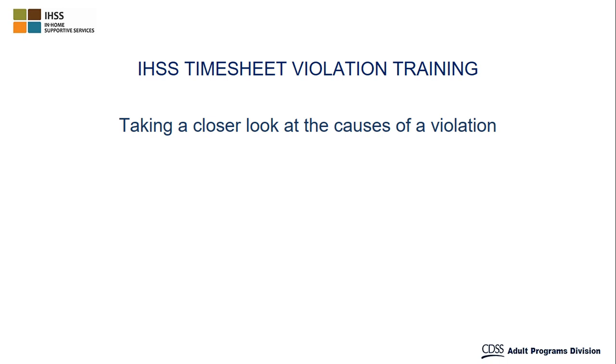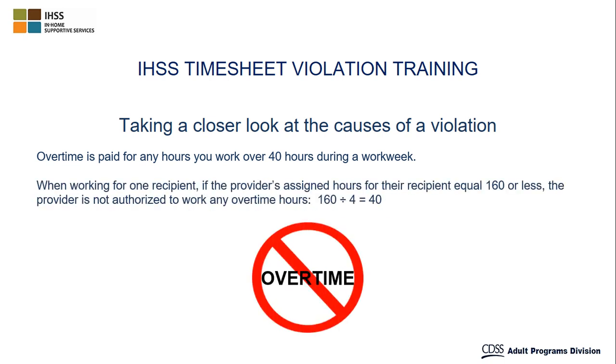It is important to know how overtime is determined. Overtime is paid for any hours the provider works over 40 during a work week. When working for one recipient, if the provider's assigned hours for their recipient equal 160 or less, the provider is not authorized to work any overtime hours.